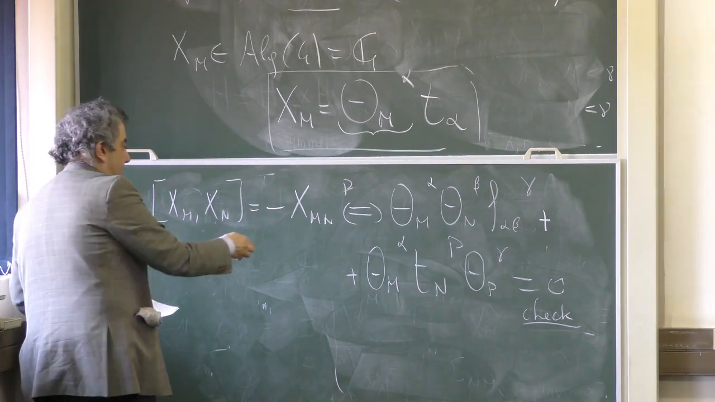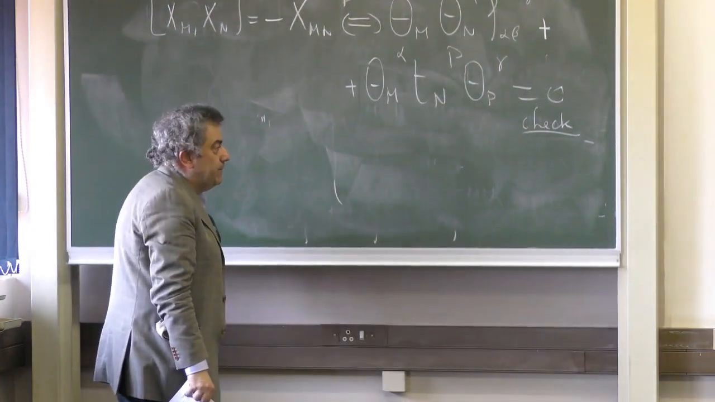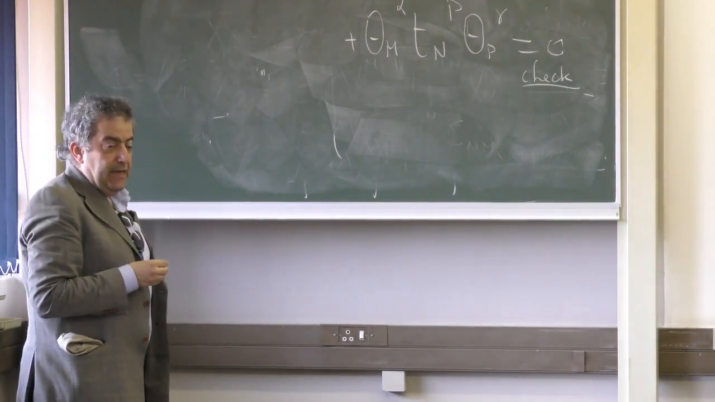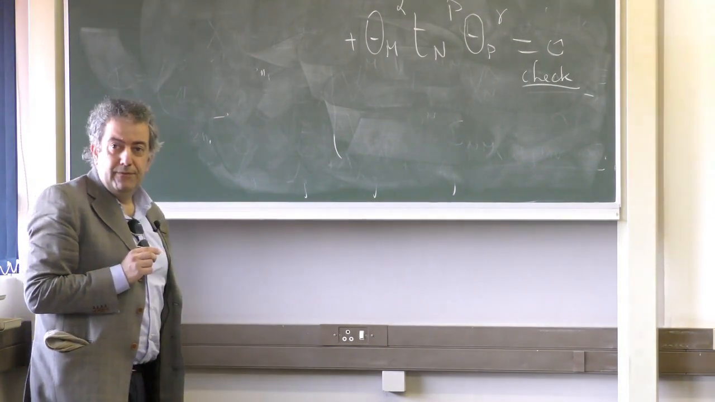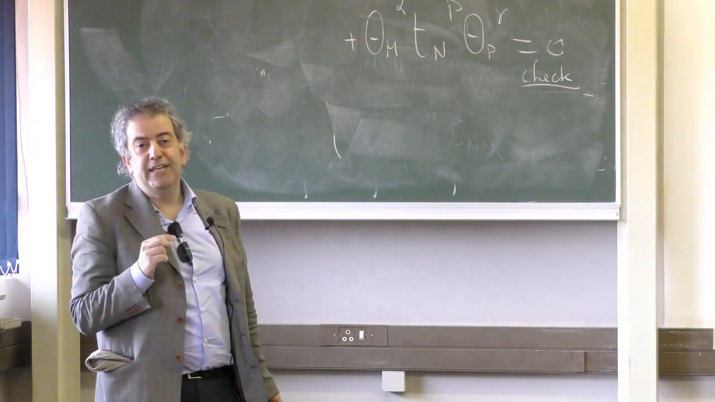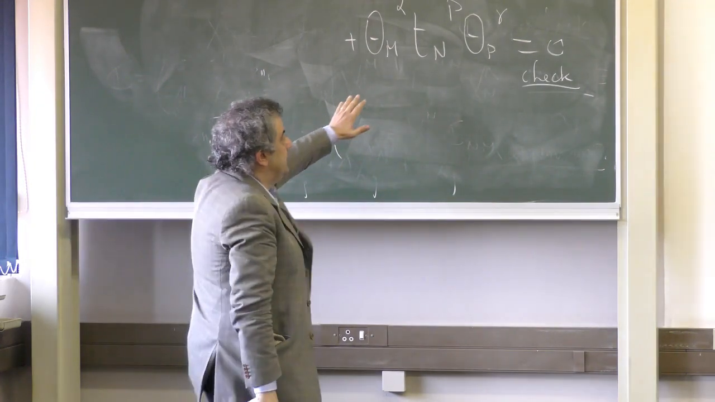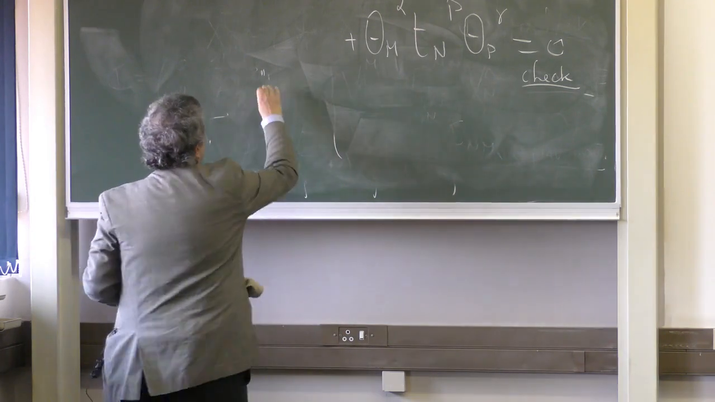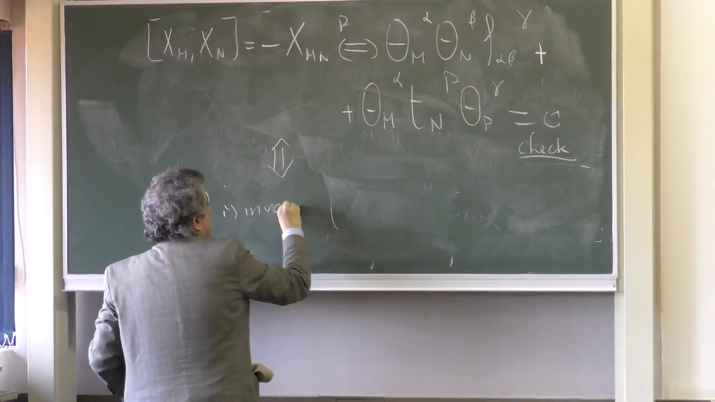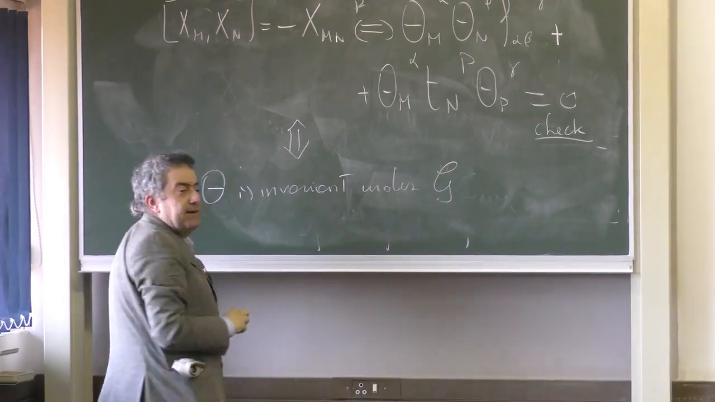Now, using this form of this quadratic constraint, we can easily give an interpretation to it as the condition that the embedding tensor, as a G tensor, is invariant under the action of the gauge group it defines. So this is a way of interpreting this condition here. Theta is invariant under G, that is, the gauge group.